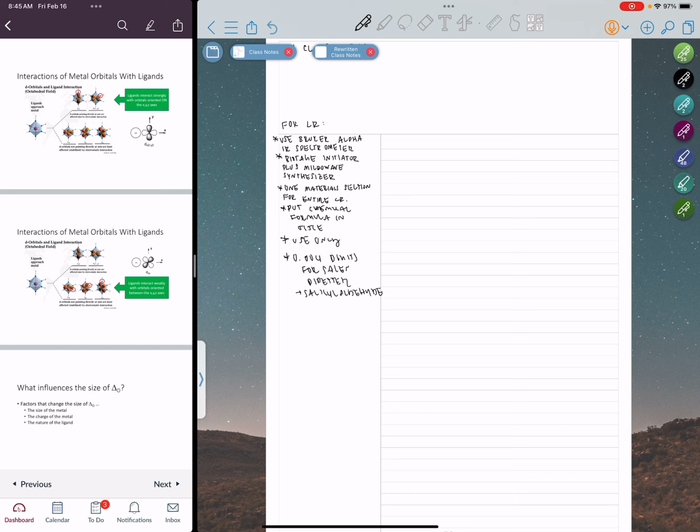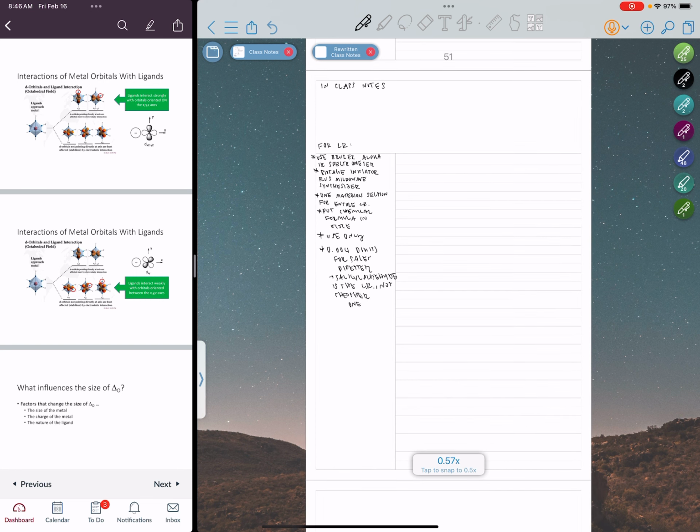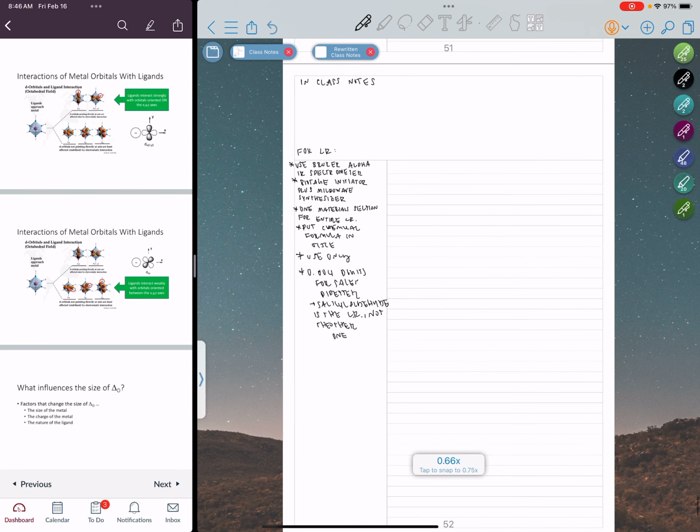Anything else? Otherwise, most of the experiments are laid out to have something in gross excess and something limiting. Chromium chloride is almost always a limiting reactant in your chromium reactions. Otherwise, we add a gross excess of the pentane diene to make the acetate. We add a gross excess of the ethylene diene to make the ethylene diene complexes. But the metal is almost always your limiting reactant in those cases. All right, other questions?